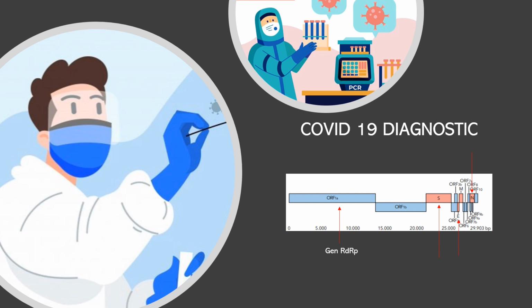PCR is used as the basis for the diagnosis of COVID-19, and it can amplify the genes M, S, N, and RNA-dependent RNA polymerase.